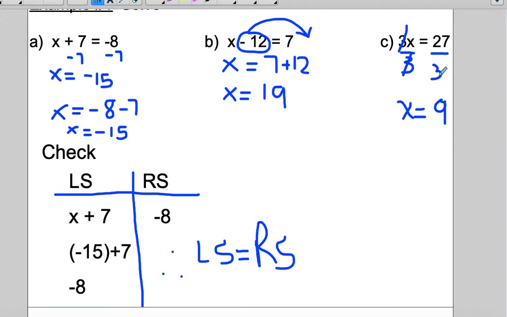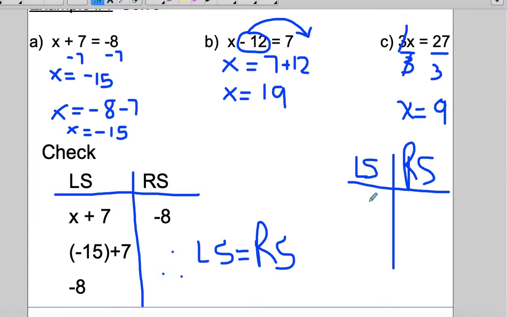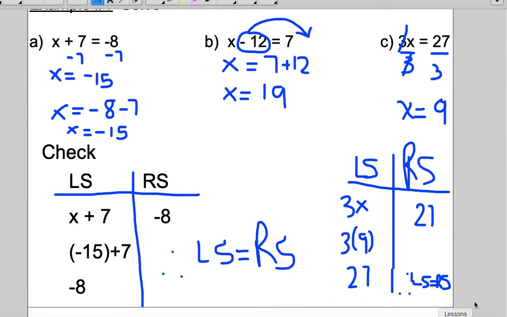A check for this question, you would sub in, I have room, let's just do this one. Left side, right side. So here on this side we have 3x, and on the right side we have 27. So here I'm going to sub in my 9 for x, 3 times 9, and that is equal to 27. So therefore, left side is equal to right side. So we confirm that check there.